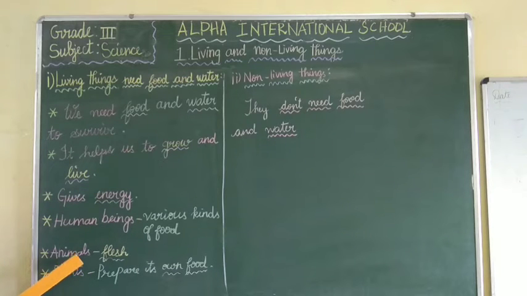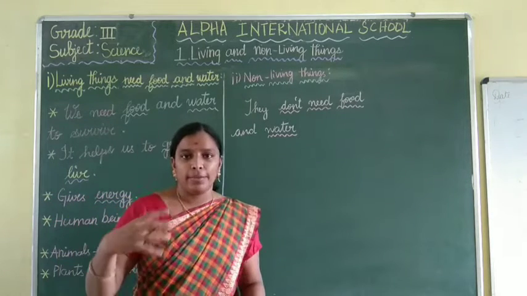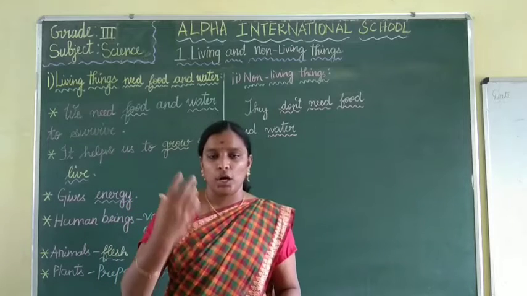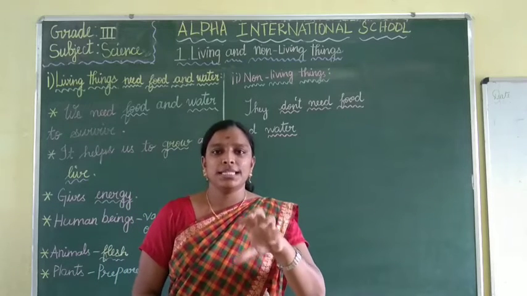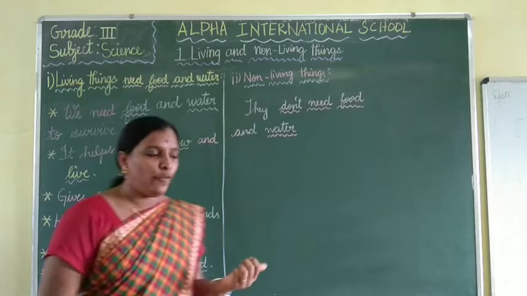Then how do animals get their food and water? Animals used to eat flesh. Flesh means the raw meat of an animal. They hunt the raw meat of animals and eat it raw. That is known as flesh.